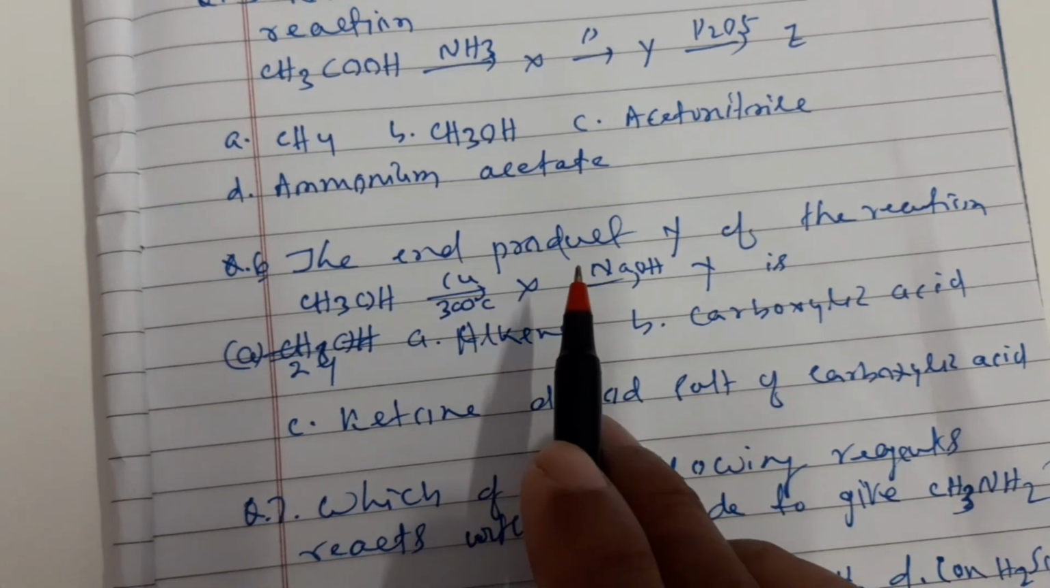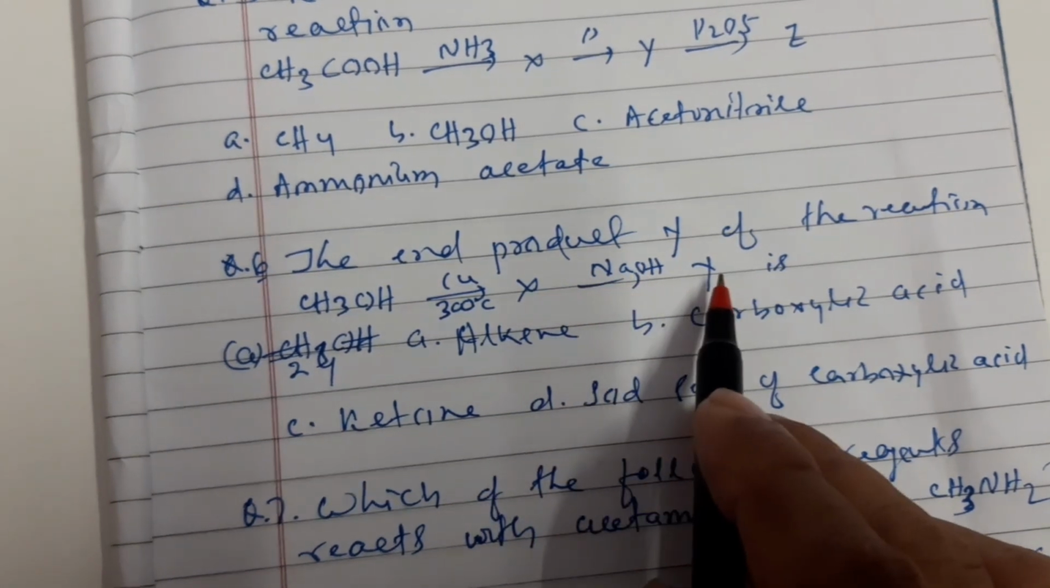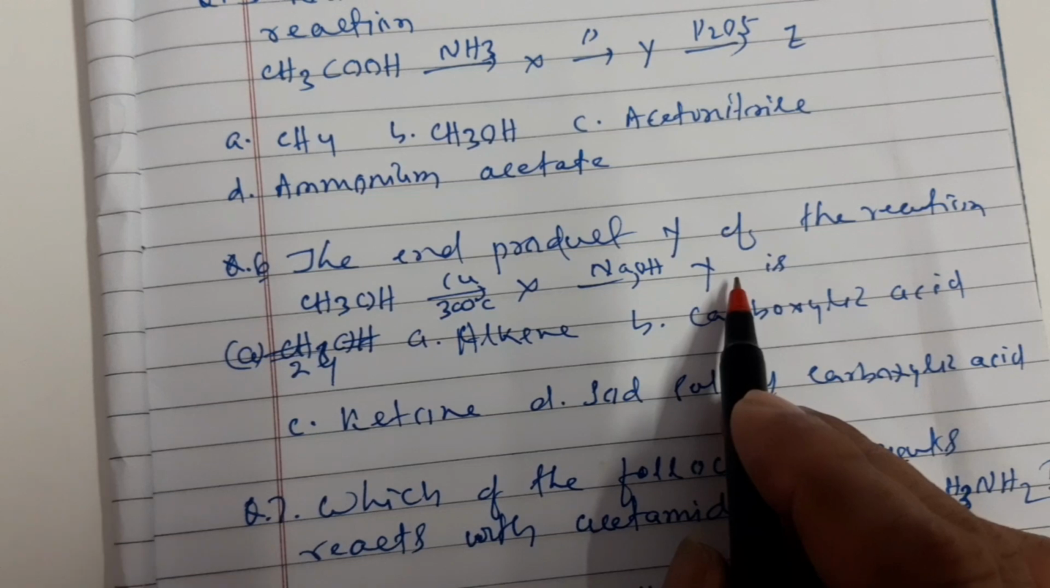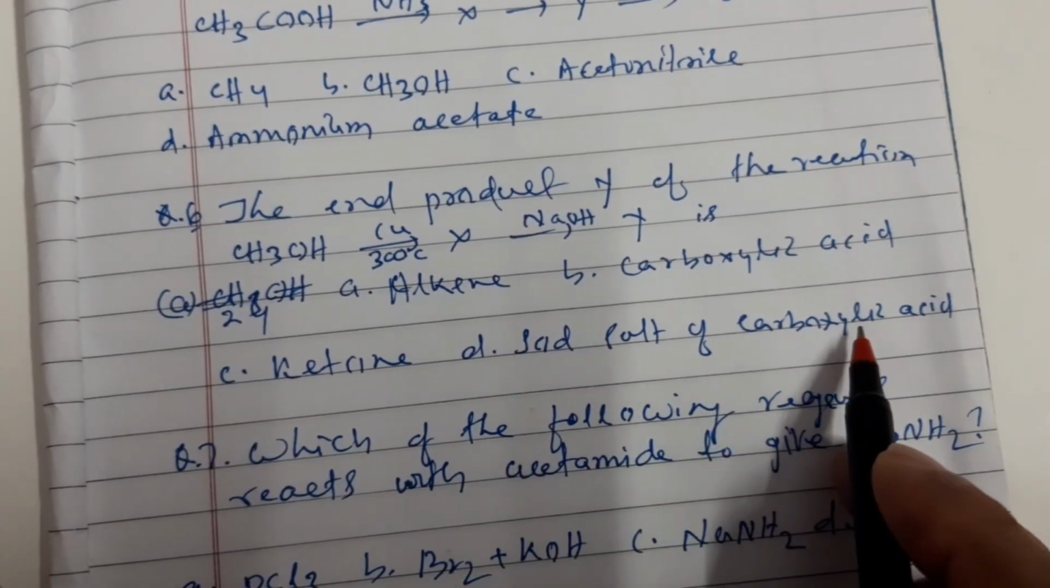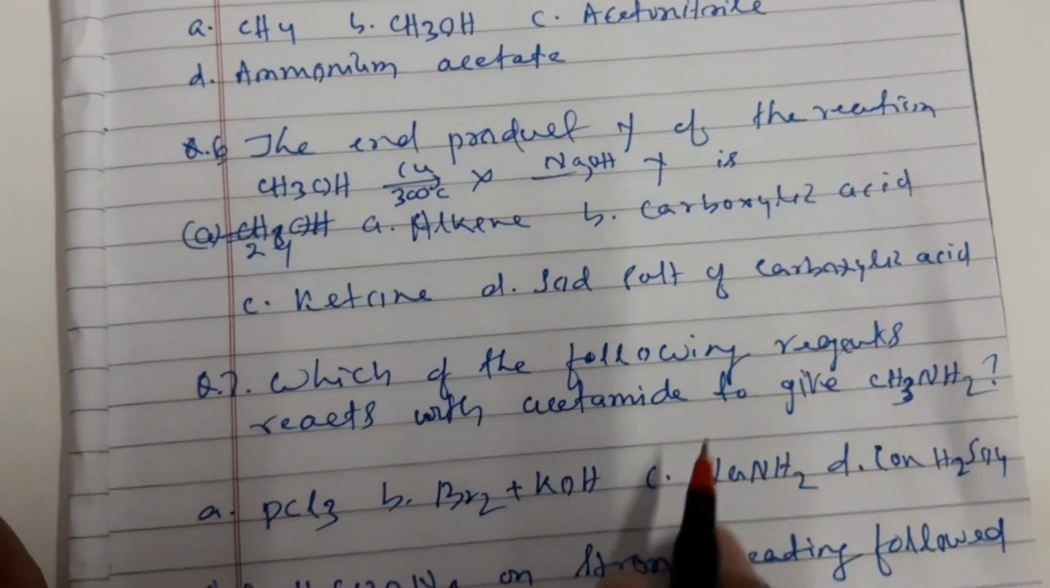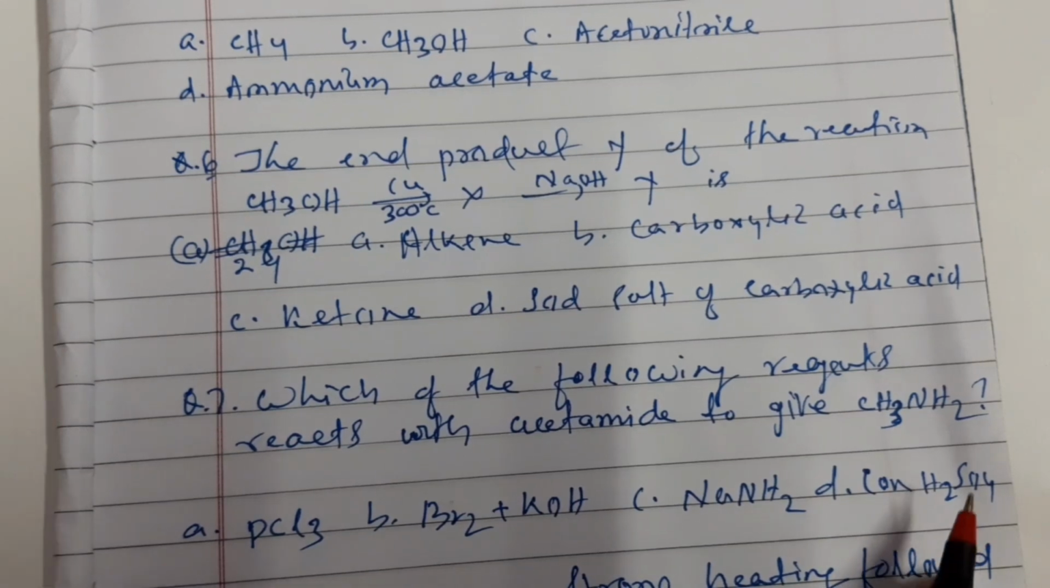Aldehydes not having alpha hydrogen give the Cannizzaro reaction. So the product is the sodium salt of carboxylic acid. Next question. I will explain how this reaction works.